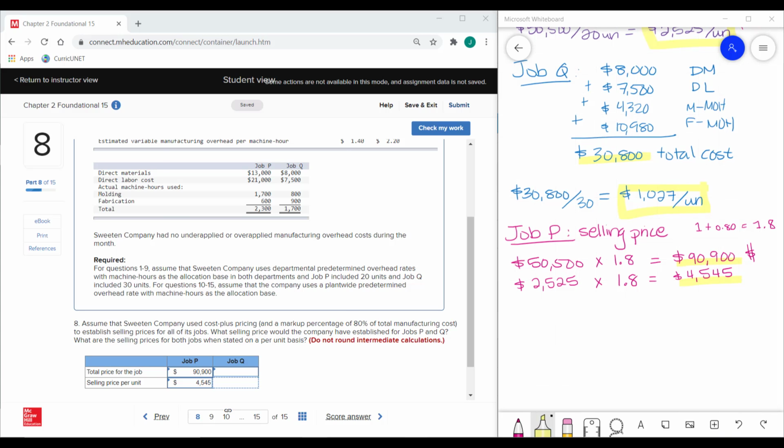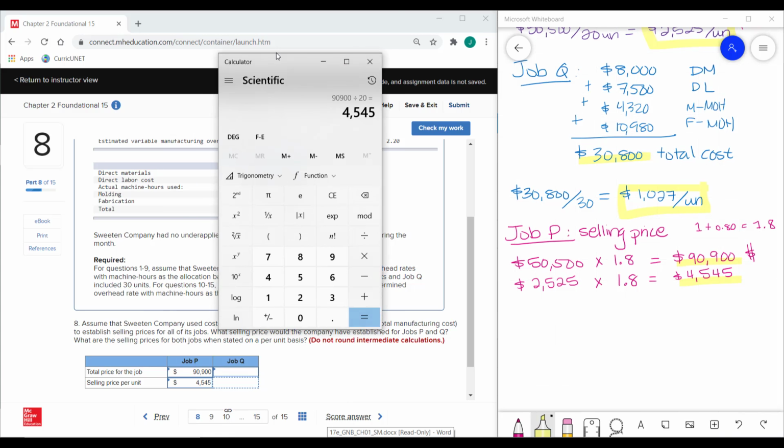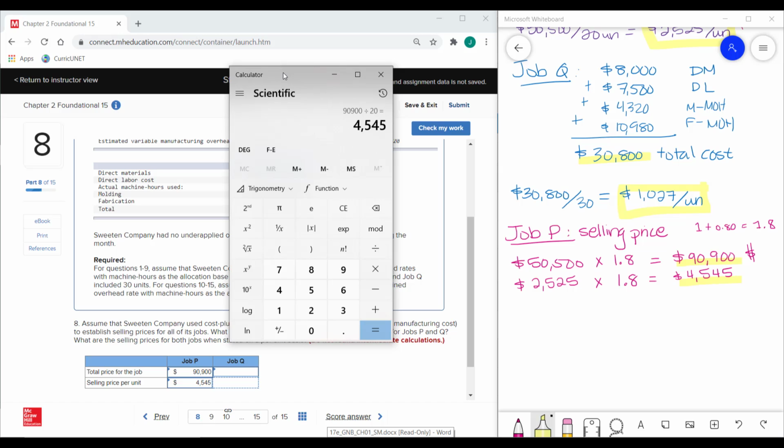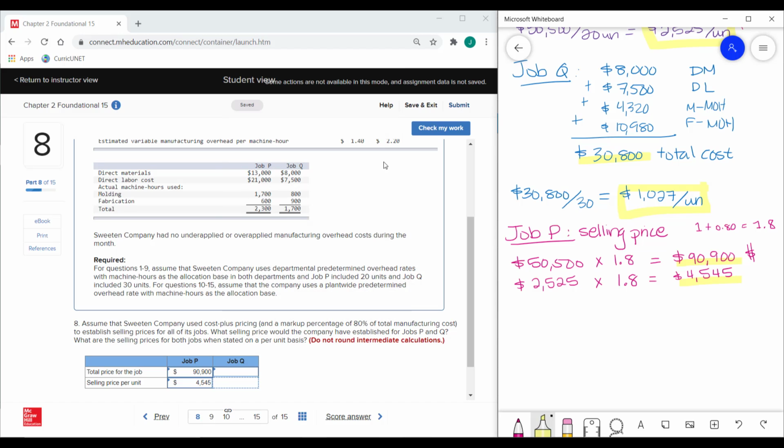And to illustrate where I'm getting that 1.8 from further, we could have also done, if we know the markup's 80%, we could have started with the 50,500 times 80% to figure out what the markup is. So the markup on the cost is $40,400. You want to add that markup to the initial cost, and that gives us the same answer. So you can do it that way as well. Okay, so now we'll do job Q, find its selling price.